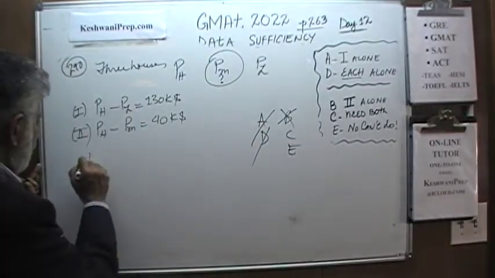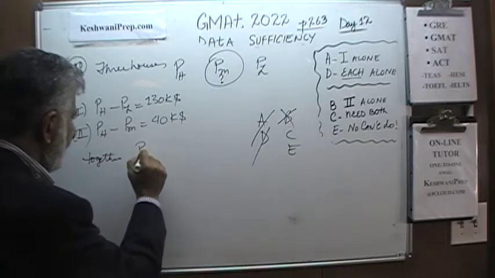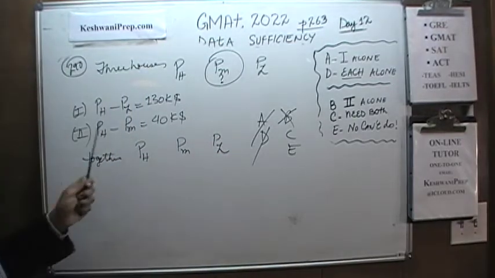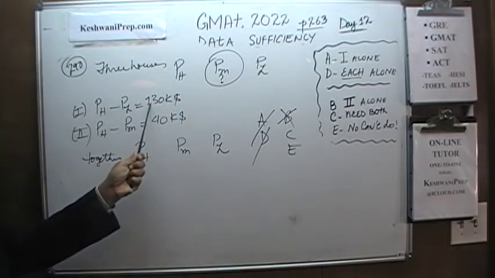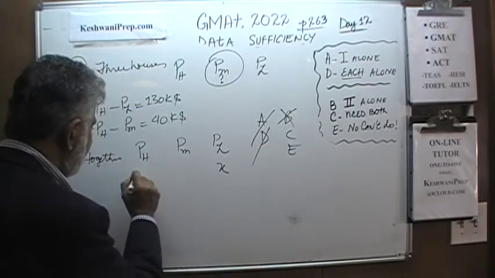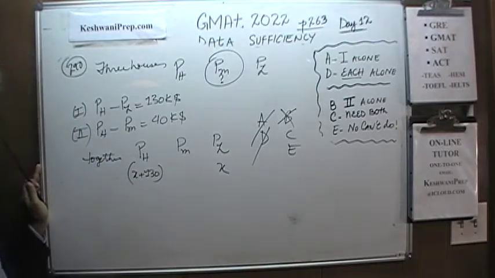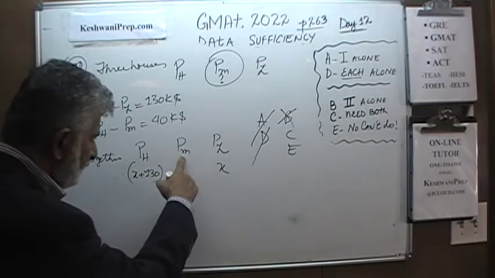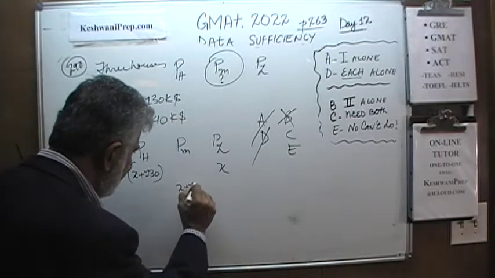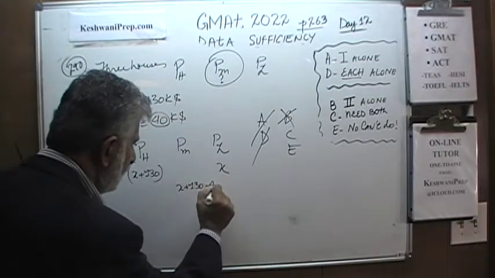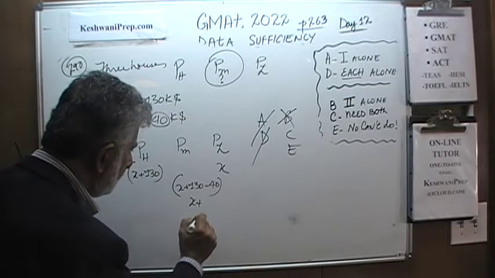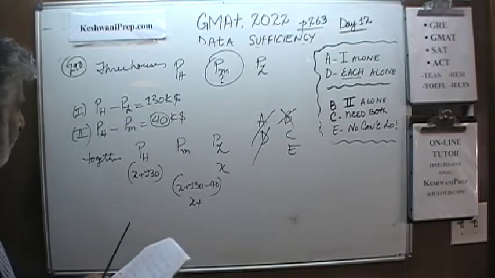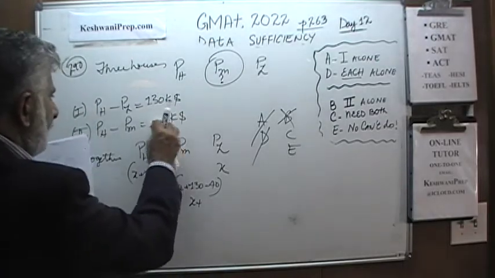Let's put them together, shall we? When we put them together, we have the highest price, the middle price, and the lowest price. And we know the difference between the lowest price and the highest price is $130,000. So if the lowest price was sold for X dollars, this guy was sold for X plus 130. We also know the difference between the highest one and the middle one was $40,000. The highest one was X plus 130, which means this guy right here was X plus 130 minus 40. In other words, X plus, minus 40. Did I write it wrong? Oh, this is $85,000. I wrote it wrong. This is $85,000.